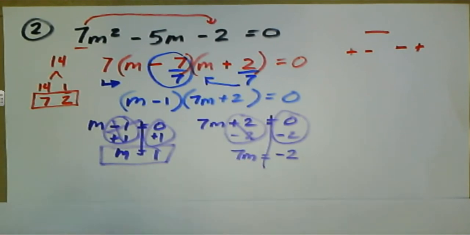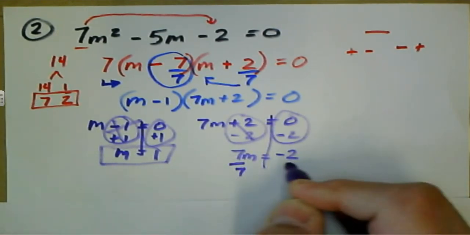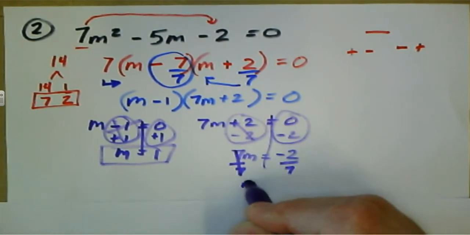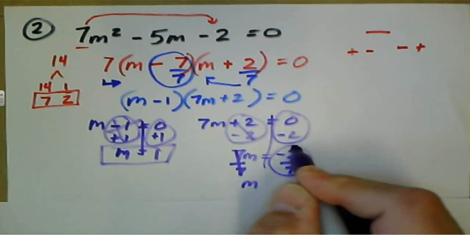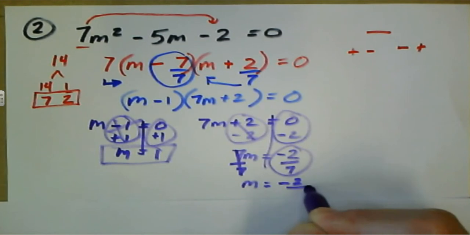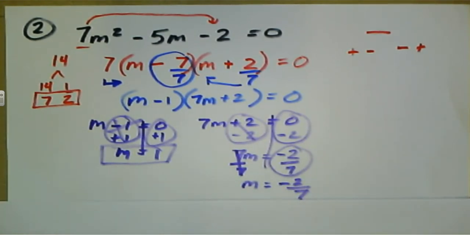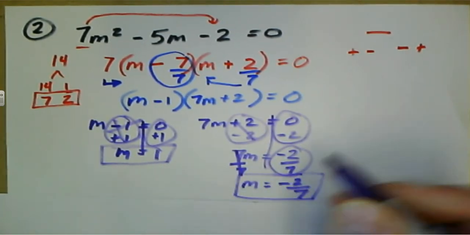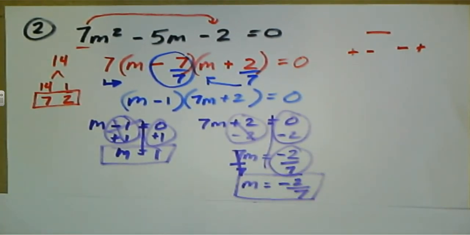And since we have 7 times m, we'll do the opposite operation, which is divide. 7 divided by 7 is 1. 1 times m is just m, or we say they're gone. And unfortunately, we're coming out with a decimal. Just leave it as negative 2 over 7. Don't use the decimal part of it, because when you get into Algebra 2, she's not going to want you to do that. If you go on further in math, you're not going to want decimals or mixed numbers. Leave them as fractions or improper fractions. So there is our second one.